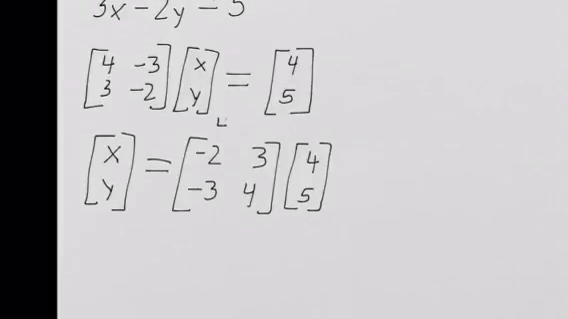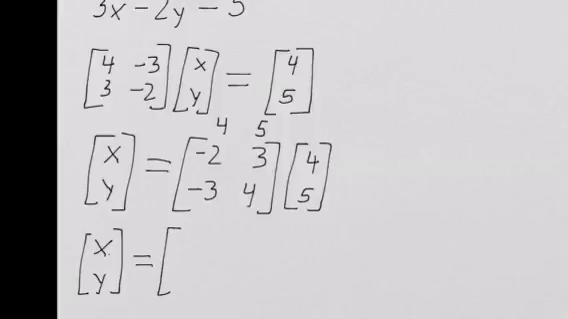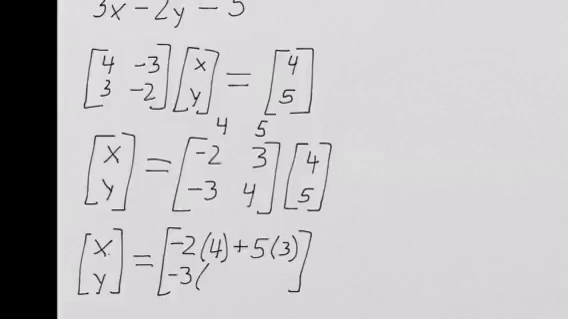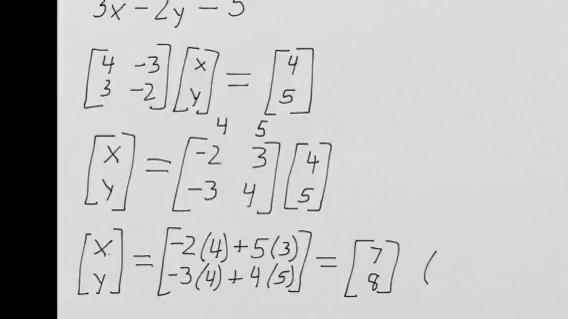So I bring that up, and I end up getting that the vector xy is equal to, in the first term, negative 2 times 4 plus 5 times 3. In the bottom one, I get negative 3 times 4 plus 4 times 5. And then simplifying each of these, I get the vector 7, 8. So therefore my solution, written as an ordered pair, is going to be 7, 8.